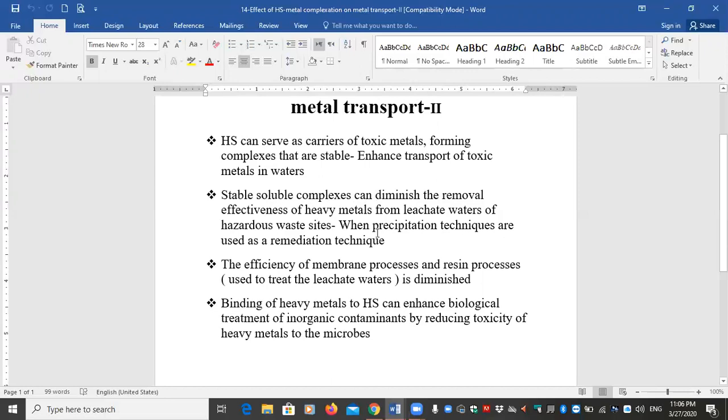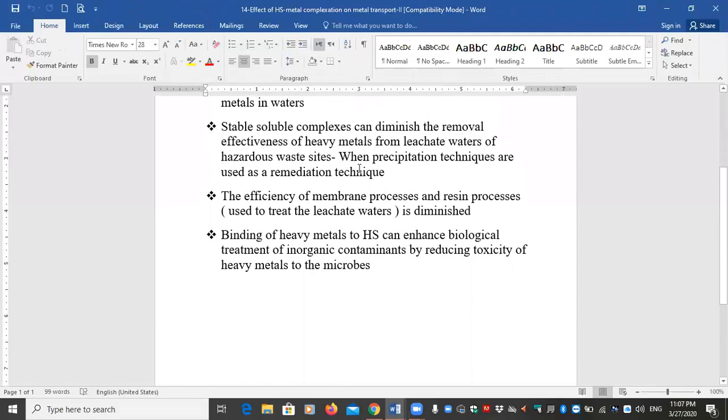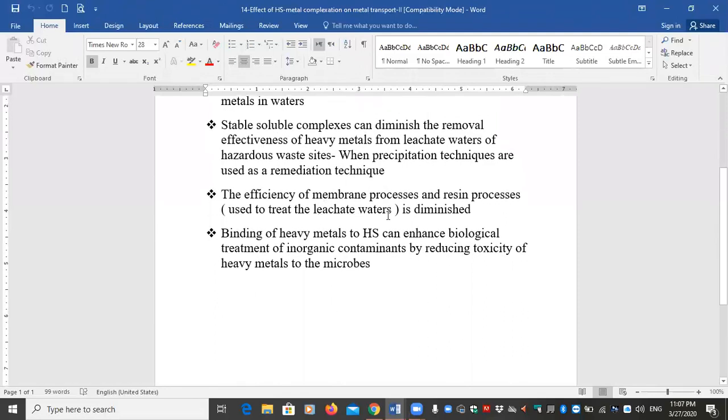You cannot. They need to be free ions. So in this particular case, complexation also is bad. It did not allow us to clean these leachate waters by precipitation of the heavy metals. So this is another bad thing. The efficiency of membrane processes and resin processes used to treat the leachate waters is diminished.